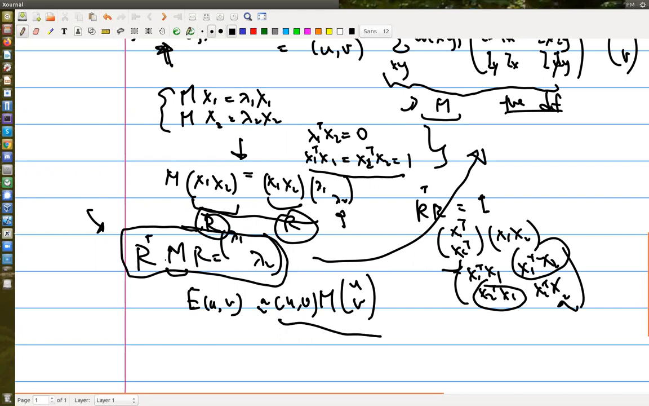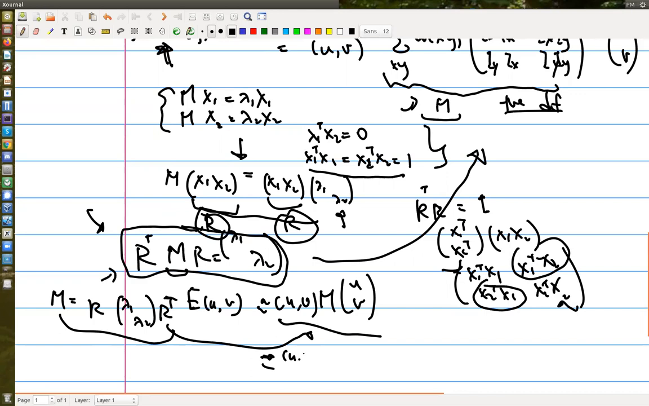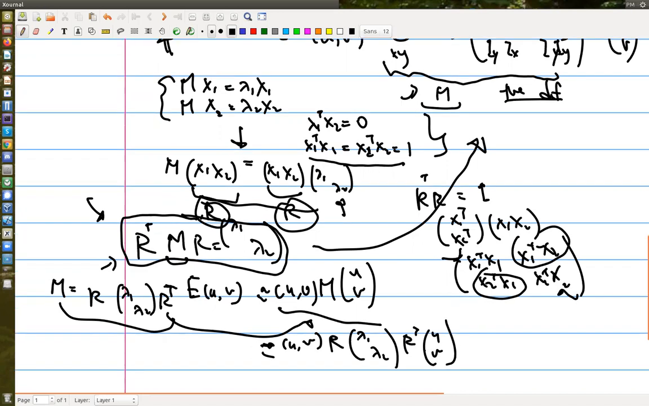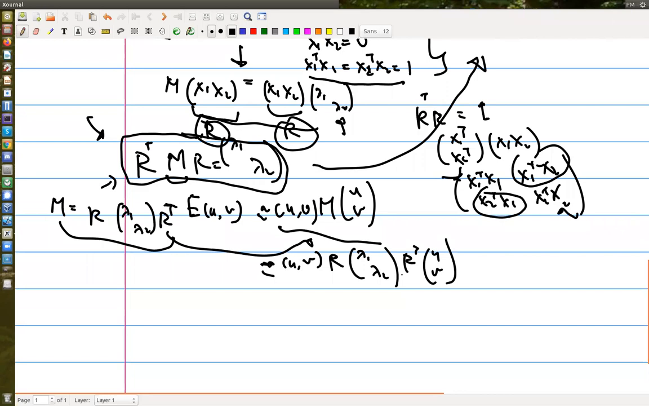Now, because my M can be diagonalized like this, M is actually equal to R diag(lambda 1, lambda 2) R transpose, right? Just multiply by R and R transpose on both sides. So I have this instead. Now this guy I can substitute into here, so I will have (u,v) R diag(lambda 1, lambda 2) R transpose (u,v). And note that this is just rotation, so I can group together.